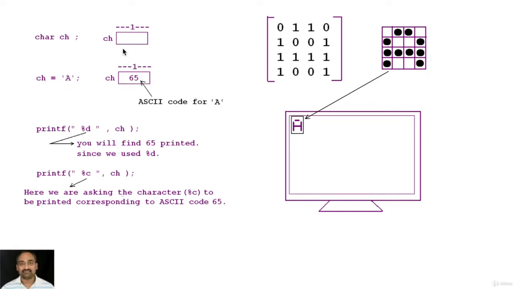Now let us understand what a character data type is all about. When you declare a variable of type char, you get 1 byte of memory location. So when we say ch equal to single quote a, this is called a character. When you put double quote, that is considered a string, and single quote is considered a character.